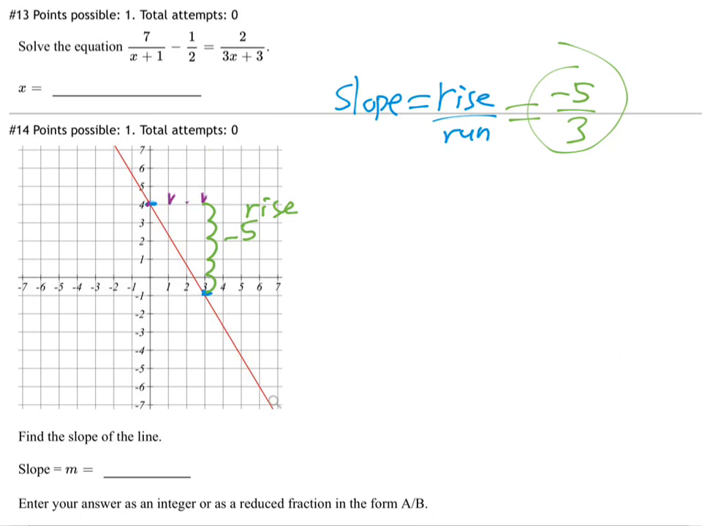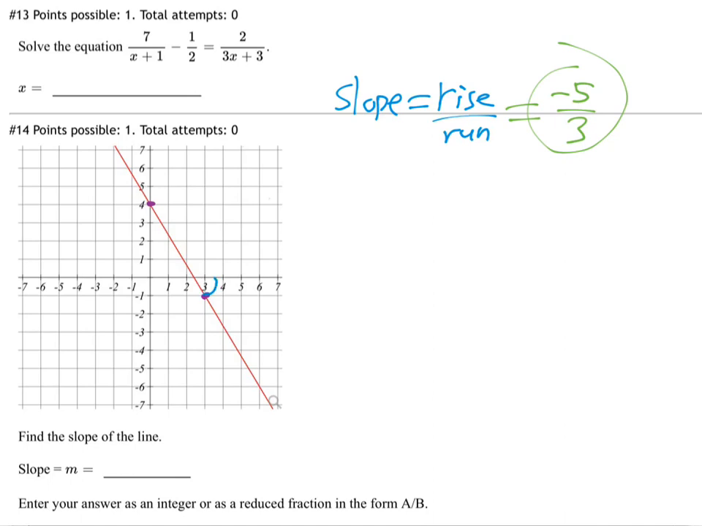Let me redo it, though. I think it's good to see it again. What if I had gone the other way? I claimed that it'll work either way. What if you start down here and go back up to that one? Let's try that. Now remember, as you move, up is positive movement, down is negative movement, right is positive, and left is negative. We all know that?